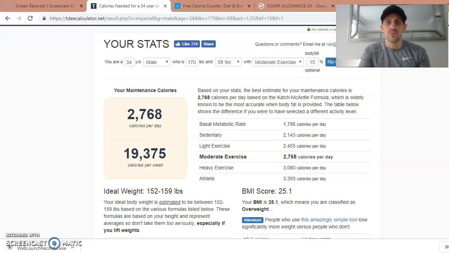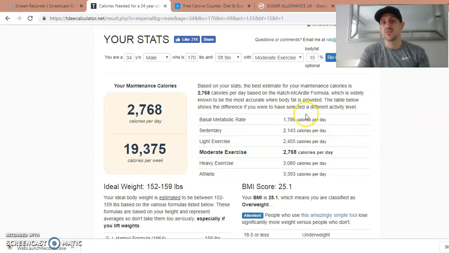So when you scroll down, you can see here where it says basal metabolic rate. That's my body's rate for me just to exist, just to sit in this chair. My heart's functioning, my brain's functioning, I'm thinking, my body's alive, so it still needs calories. So it's saying I maintain my weight at a basal metabolic rate of 1,786 calories. Then once I take into consideration my activity and moderate exercise, it's taking me up to 2,768. So that's my total daily energy expenditure maintenance level, right?